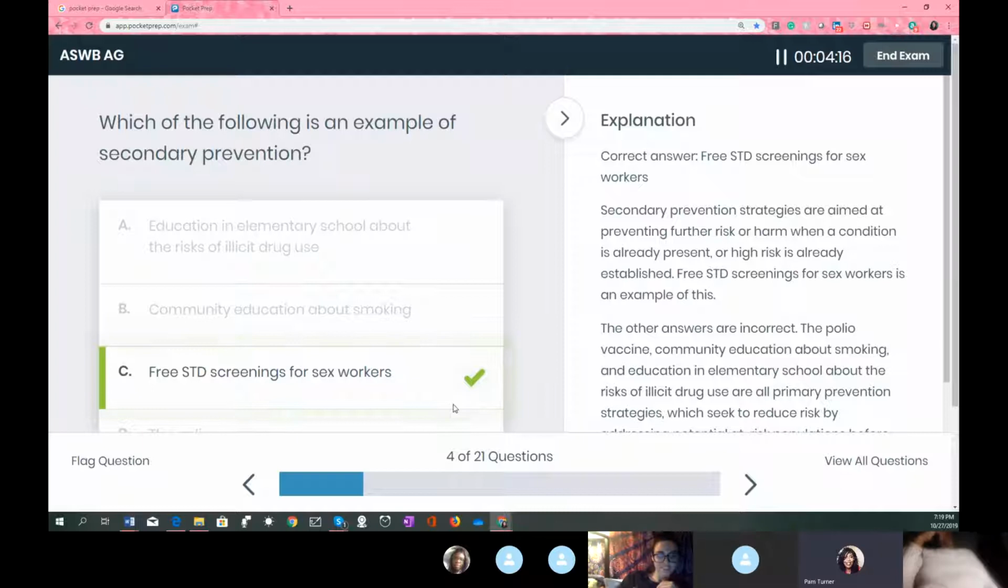So if I were giving them condoms out, that might be a prevention. But the assumption is they might already have something. So my screening keeps it from getting worse or them passing it to other people.